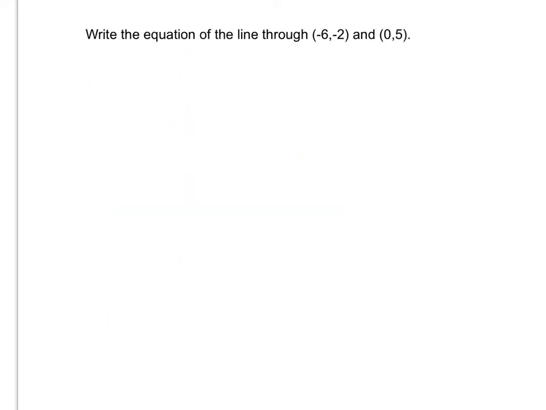So now write the equation of the line through -6, -2, and 0, 5. This time, look at those points. Do you notice anything? One of the points has an x value of 0. So that means it's the y-intercept. So I'm thinking, yeah, wahoo, I don't have to find the y-intercept. So I'm just going to find the slope here.